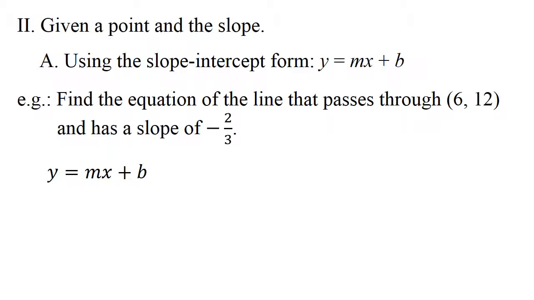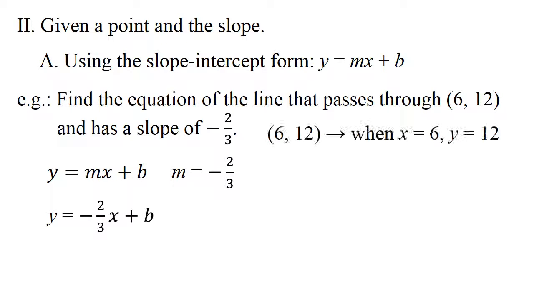And they told me the slope, m, is -2/3. So I can plug that into my formula, and I have y equals -2/3 x plus b. I'm half done. I just need to figure out what b is. And that's where this point is going to come in. (6, 12) tells me when x is 6, y is 12. So what I can do is substitute those values into my equation that I have so far, and the only letter I won't know is b, this b that I'm looking for. So I make the x 6, I make the y 12, and now I just need to solve for b.